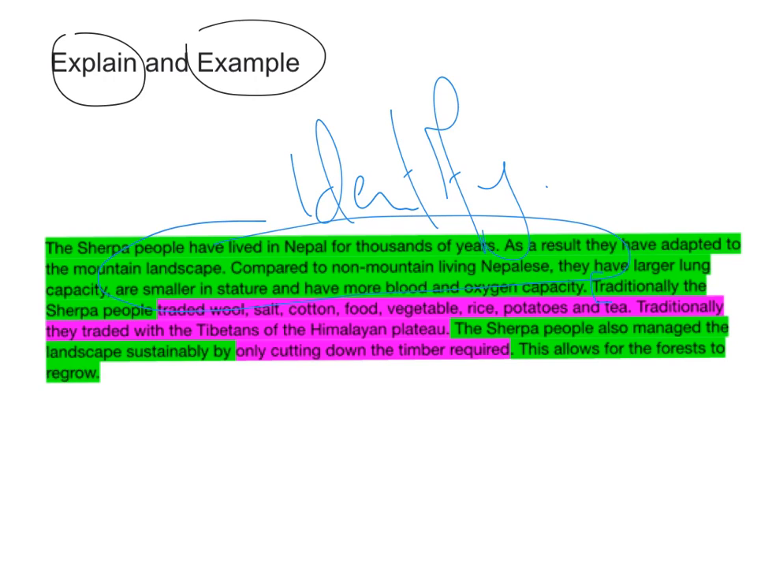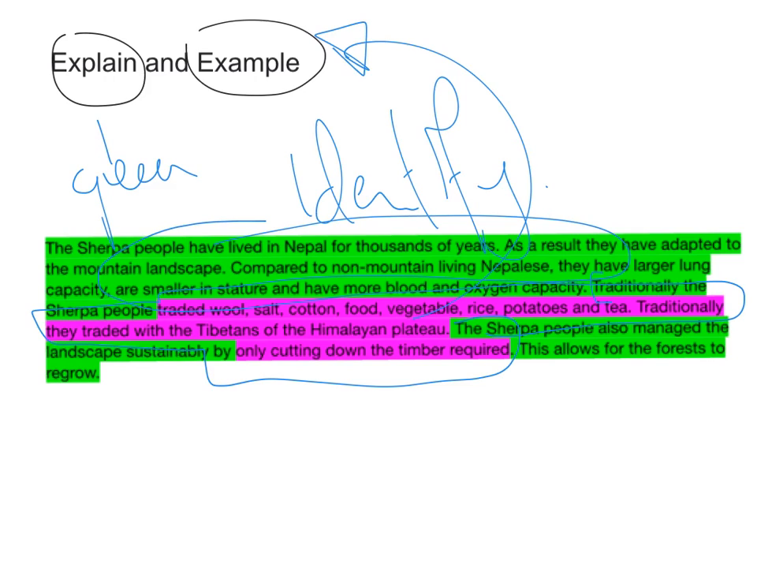So you can see here I've got explanation in the green, and all the stuff in purple I've highlighted are examples. So my explanation was in green, and my purple here are my examples.